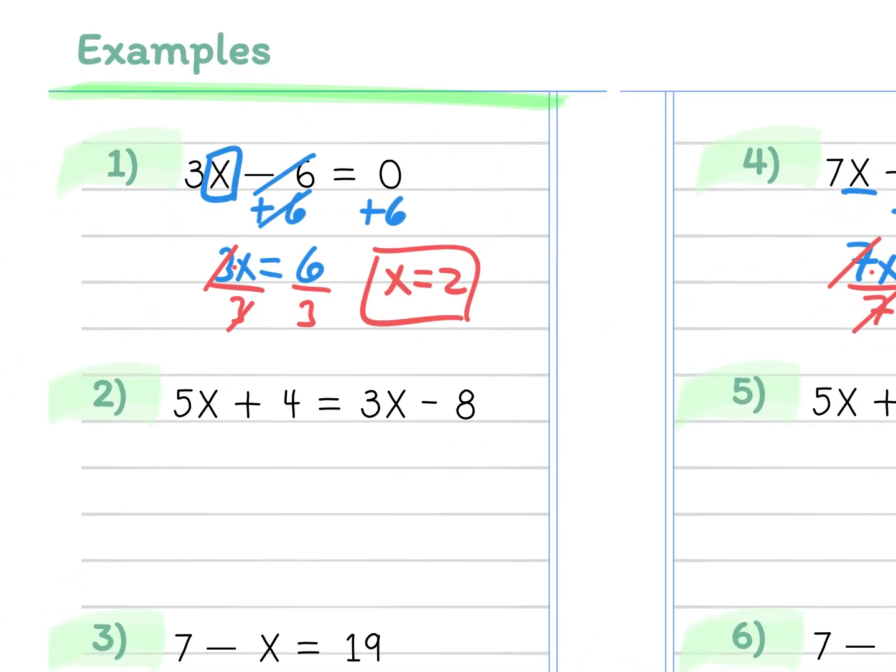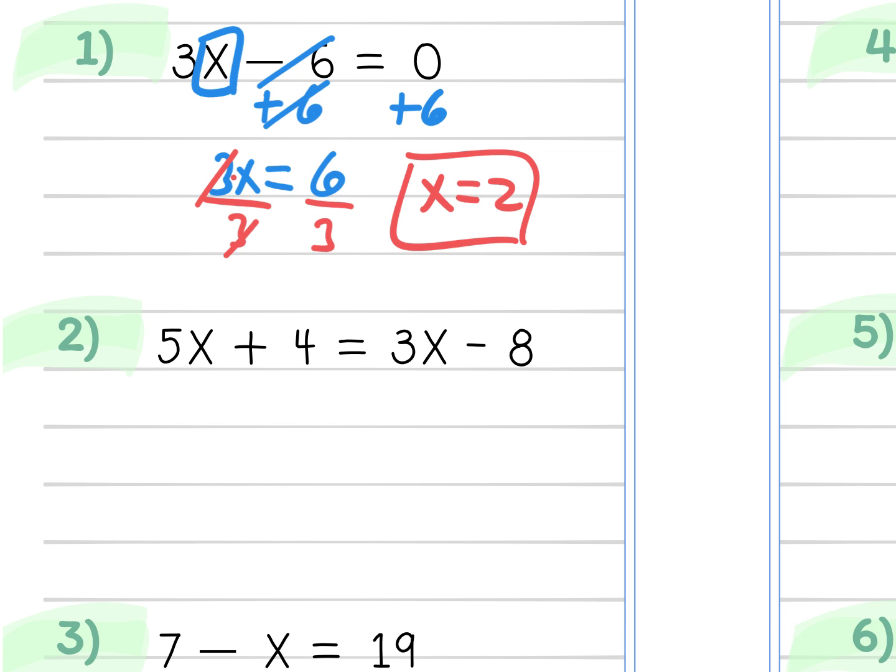And then the next few examples are going to be very similar. So 5x plus 4 equals 3x minus 8. Again, we want to get the x's on one side and the constants on the other. I like to get the x's on the left-hand side of the equation, so we can start by moving this 3x. Let's subtract 3x on both sides. When you subtract 3x from 3x, you get 0. So then we're left with 5x minus 3x, which is 2x, plus 4 equals negative 8.